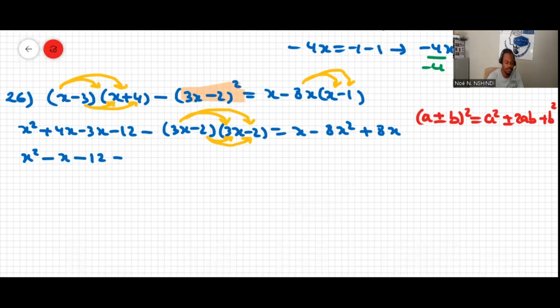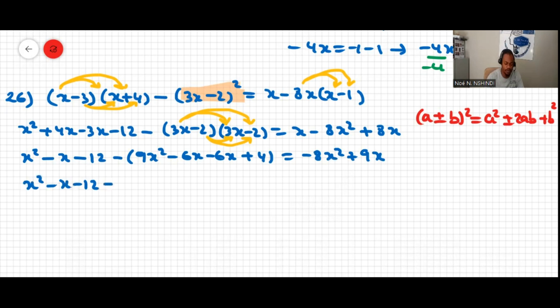And then that makes negative 9x squared minus 6x plus 4 equal to... we can also combine the like terms here. That makes negative 8x squared plus 9x. That makes x squared minus x minus 12 minus 9x squared.